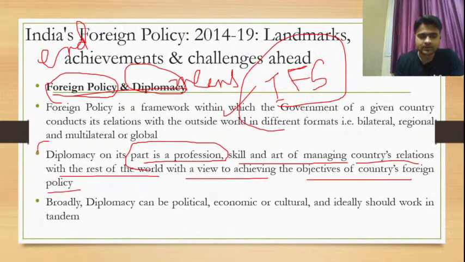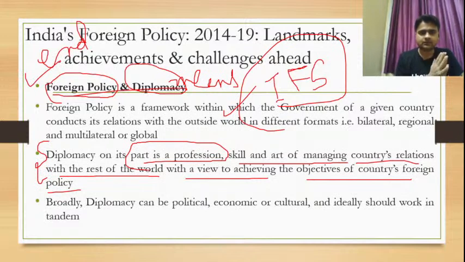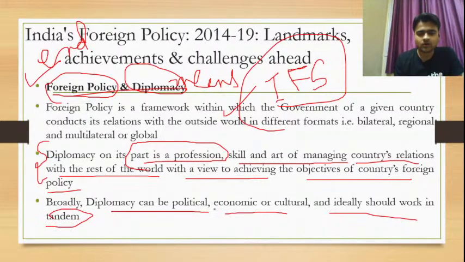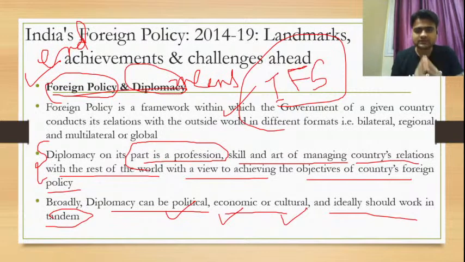Isn't it the same thing I explained right now with the neighbor example, our neighbor and our own house when someone comes? Broadly, diplomacy can be political, economic or cultural, and ideally should work in tandem, which means all these various aspects of diplomacy need to go hand in hand. Political diplomacy, economic diplomacy, cultural diplomacy, all need to go together.